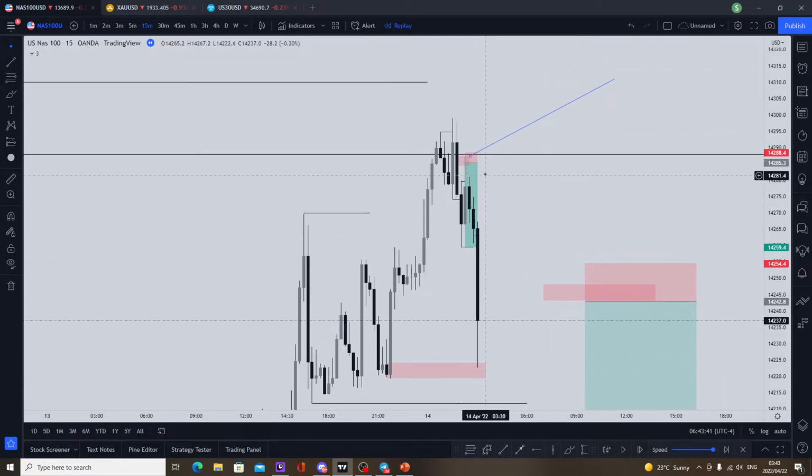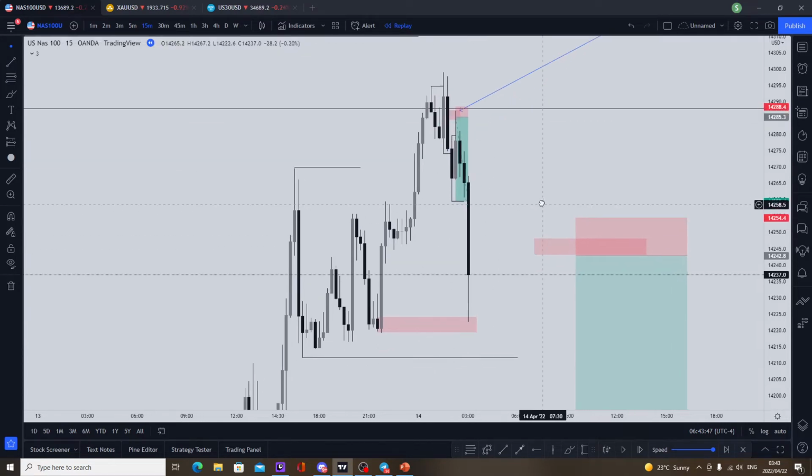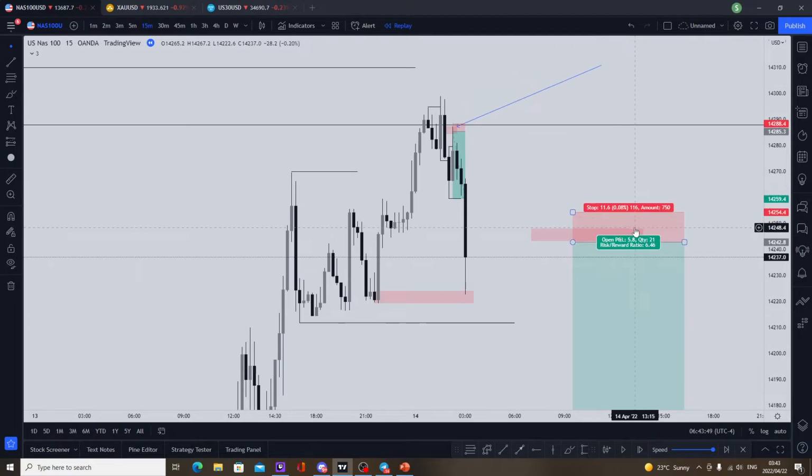So this is what I saw after what market did. Market returned back to my zone. Then I took myself from there. Now, check again what happened on this zone.